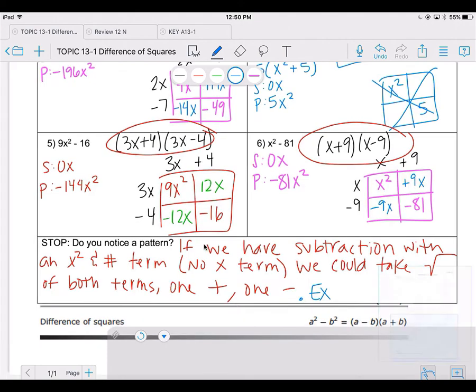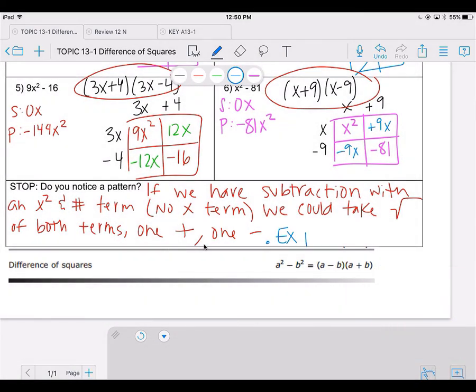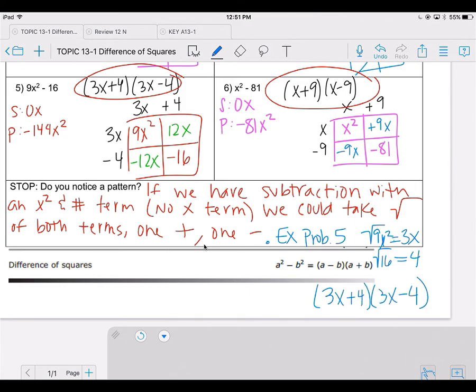For example, problem 5. The square root of 9x squared is 3x. The square root of 16 is 4. So we can make one positive and one negative, and that was the same answer I got. This is listed on your formula chart. They tell you a squared minus b squared, so if you have two terms, you take the square root and make one positive and make one negative. The order in which you have the positives and the negatives does not matter.